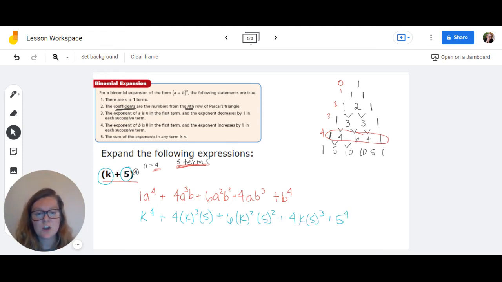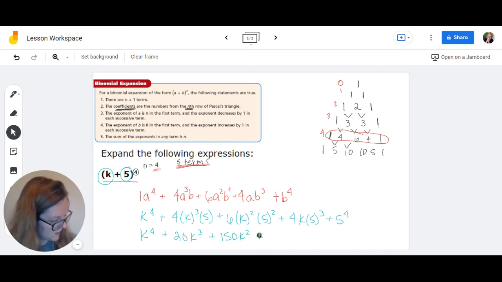Okay, so now we can go ahead and just simplify that big old mess. So this is still K to the 4th. This is 4K cubed times 5. Actually, I'm going to multiply that because I don't want to do multiple steps. So let's just put that as 20 K cubed plus, 5 squared is 25. 25 times 6 is 150 K squared. Plus 5 cubed is 125. 125 times 4 gives me 500. And then plus 5 to the 4th is 625.